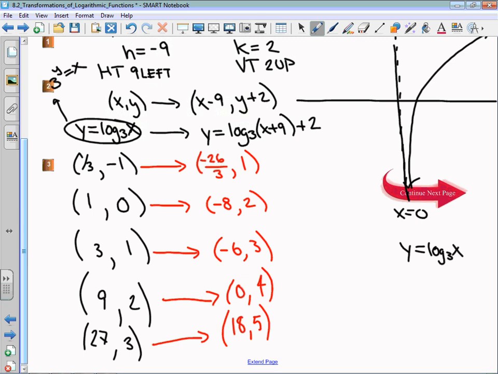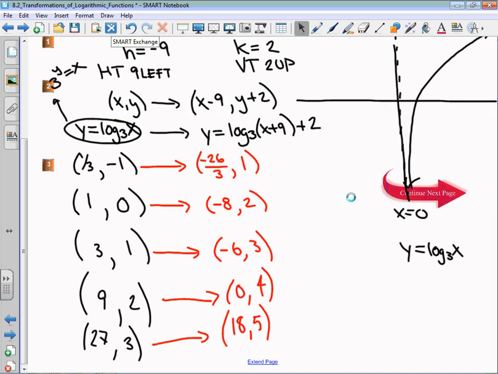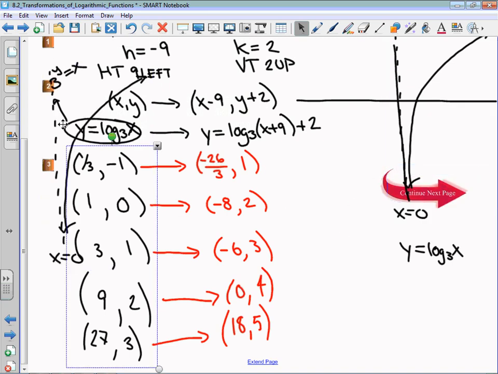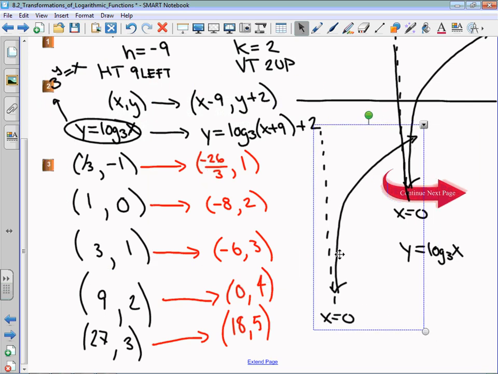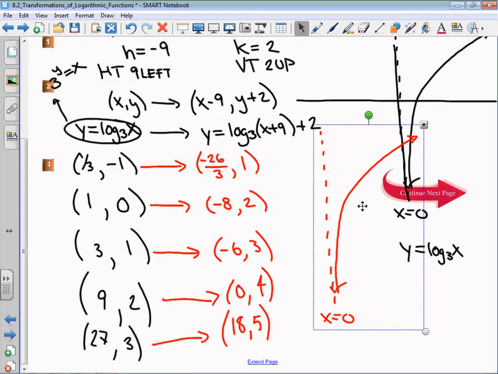Now, to allow us to compare these, I am just going to grab my mouse so I can copy that quickly. And what we're going to picture is what would happen if we took that graph and moved it 9 units to the left and 2 units up. I'm just going to change the color of this as well. So the red is our transformed function. So I'm going to overlay them.